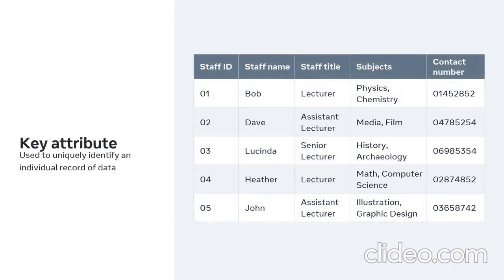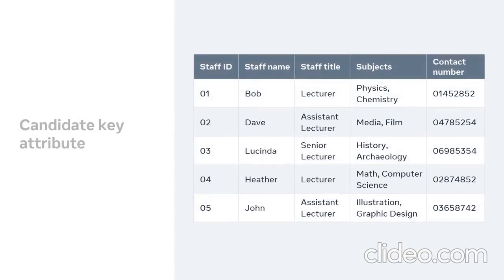This is a value used to uniquely identify an individual record of data in a table. For example, in the staff table, the key attribute is staff ID. This attribute has a unique value in each row of the table, so it's the perfect way to uniquely identify each record of data. In a relational database, there are a range of different types of key attributes.